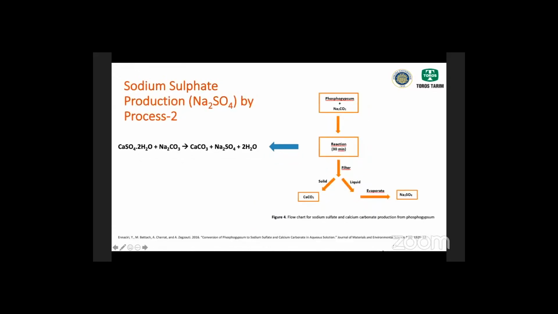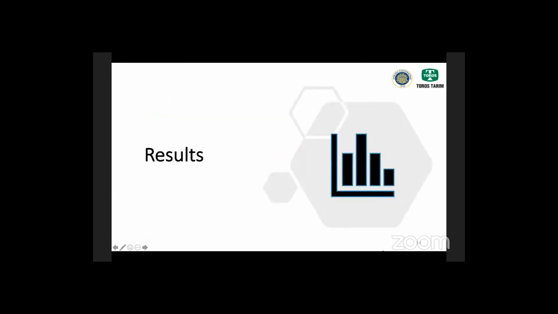In process 2, PG is reacted with sodium carbonate for 30 minutes. At the end of the reaction, solid and liquid phases are separated. The liquid phase is characterized as sodium sulfate, which is our main product. The difference between process 1 and process 2 is that we use sodium carbonate in process 2 instead of sodium hydroxide. Also, the reaction time is shorter.